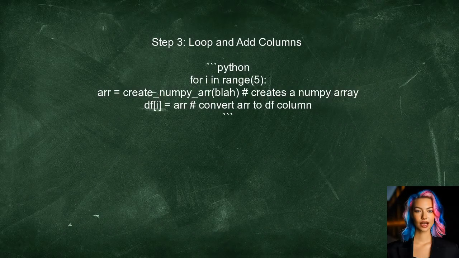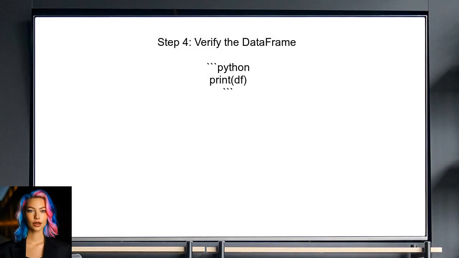Now, the user can loop through their code to create NumPy arrays. In each iteration, they will convert the NumPy array into a column in the existing data frame. This can be done by assigning the NumPy array to a new column in the data frame using the iteration index. Finally, the user can check the contents of the data frame to ensure that the NumPy arrays have been added as columns. This can be done by printing the data frame.